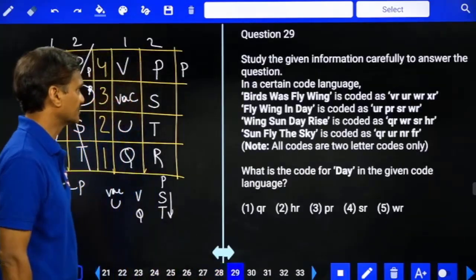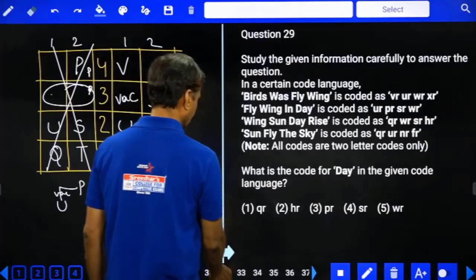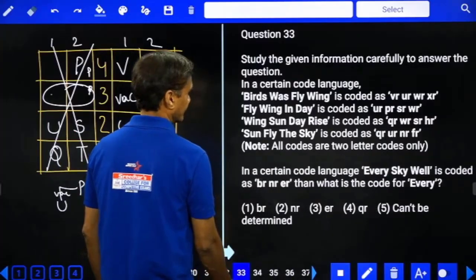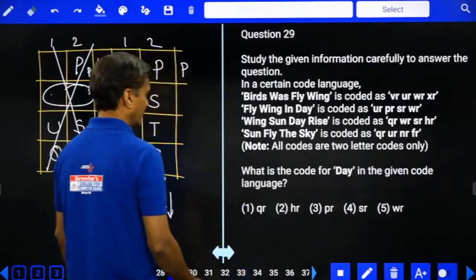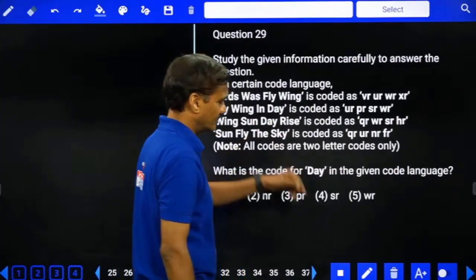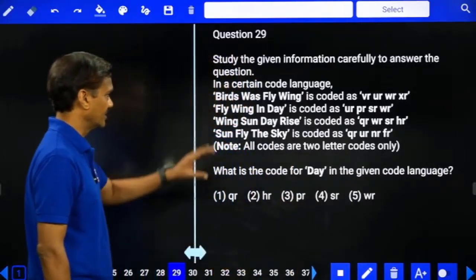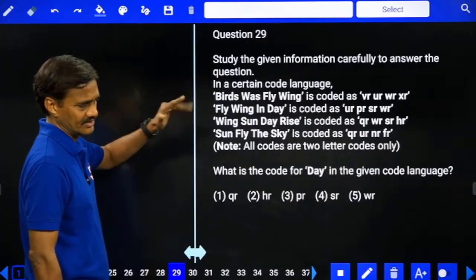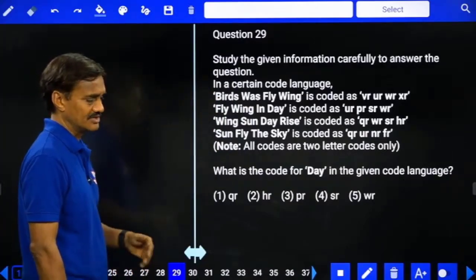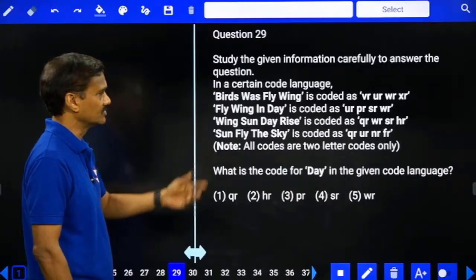Then 29 onwards. Now in this question number 29 onwards, how many questions were given here? 5 questions were given. Now as 5 questions were given, always try to find out the word and the code, because 5 questions and 2 simple statements were given. Now it is easy for you to find out rather than going directly. If 3 questions or 2 questions were given, then we need to solve directly.